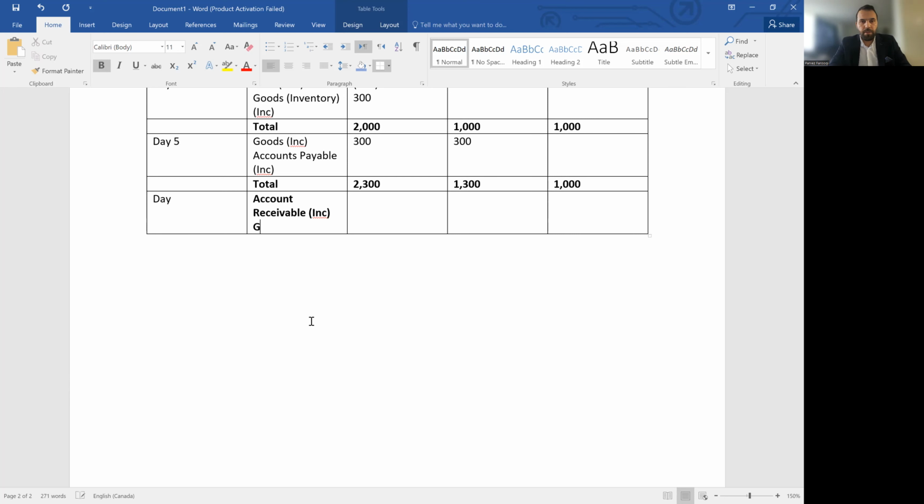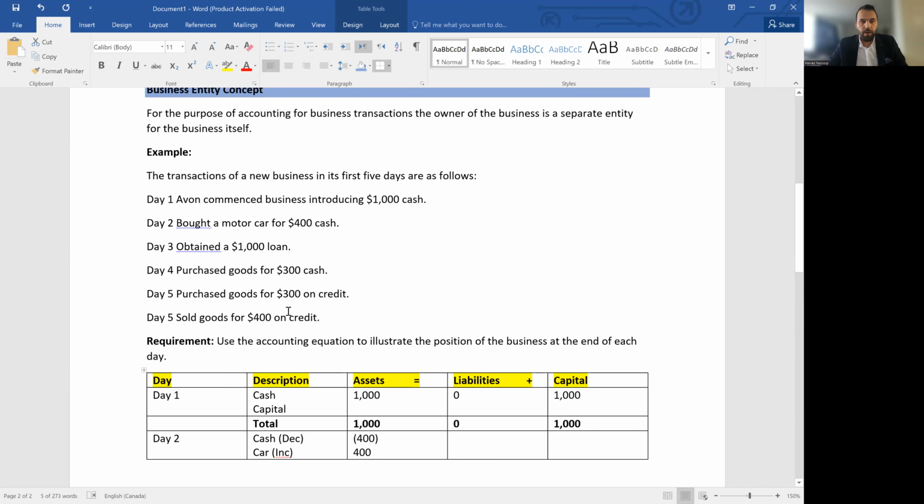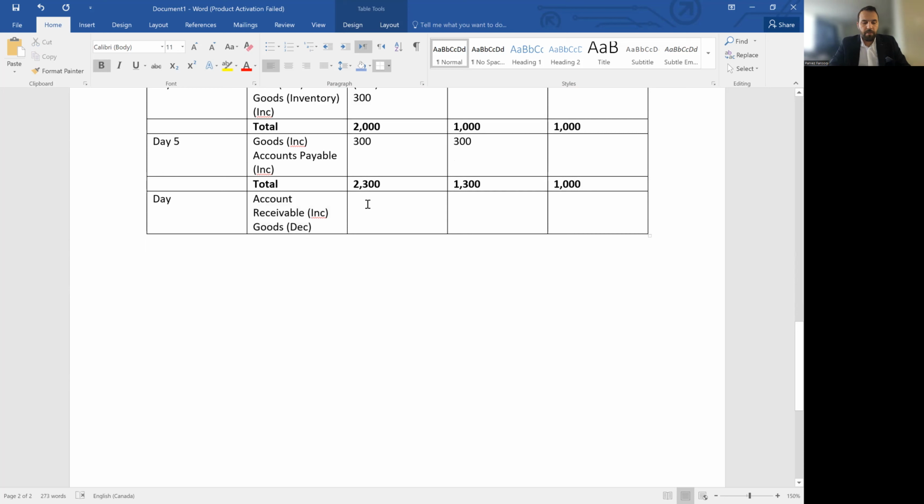And we sold the goods. This is an asset again, and this decreases. So one increases, the other decreases. So how can we do this? 400. So accounts receivable, which is an asset, increases, goods, which is an asset, decreases, 400. So let's do the total again. How much do we have? 2,300 plus 400 minus 400. So again equal to 2,300. 1,300 is our liabilities and 1,000 is our equity.